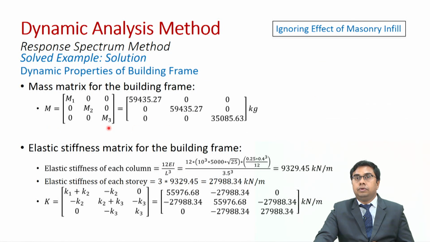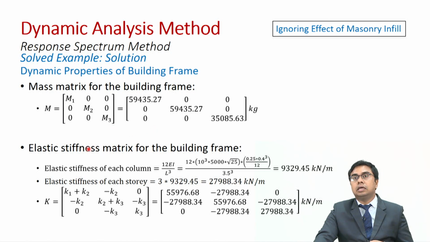Now we set up the mass matrix. How do we set up the mass matrix? We already know the value of M1, M2 and M3. We have calculated them and just substituted them in this way in the mass matrix. From where do you get this mass matrix? From the dynamics of multi-degree of freedom systems. For that, you can look into lectures 2.2 and 2.5.